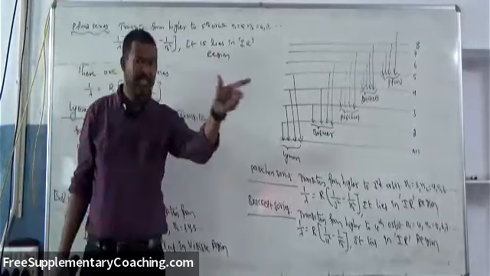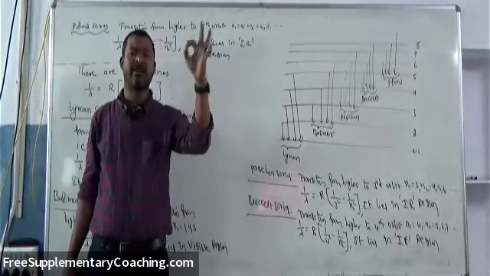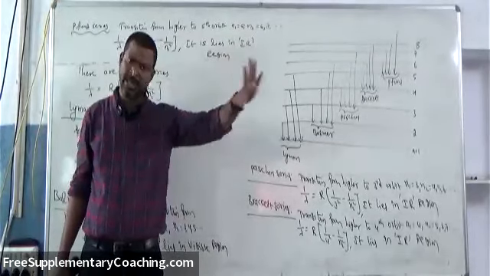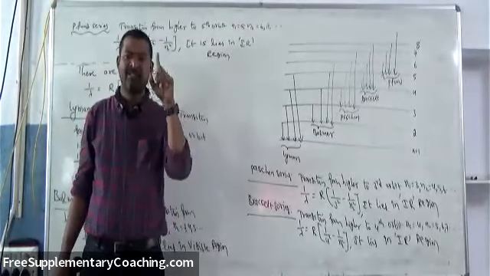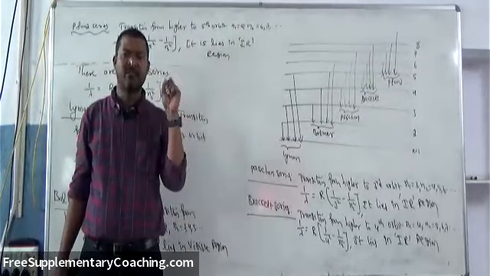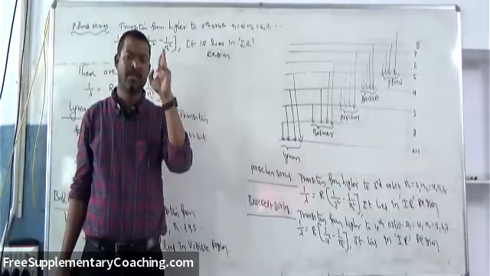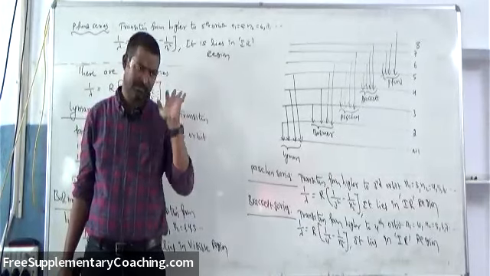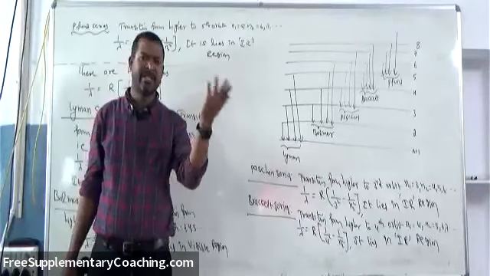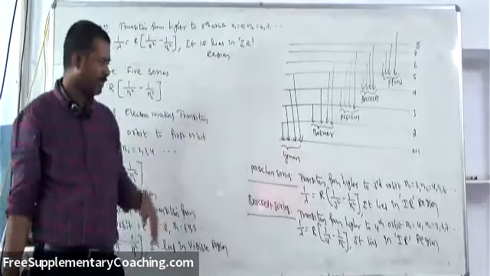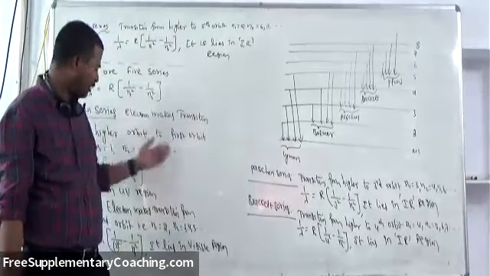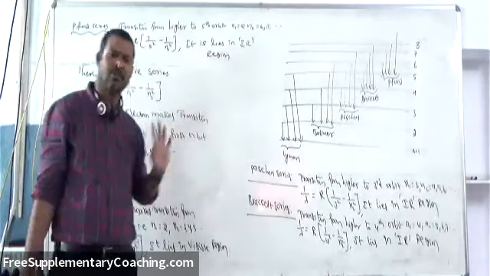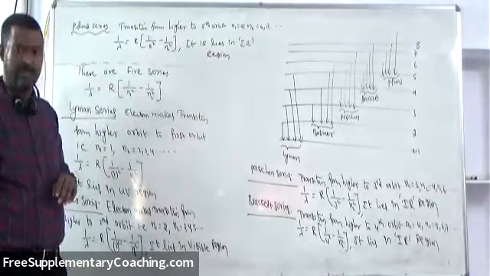Each and every series is commonly higher to first, higher to second, higher to third, higher to fourth, higher to fifth. That line is fixed. In every series, N1 is 1 for Lyman, 2 for Balmer, 3 for Paschen, 4 for Brackett, 5 for Pfund. Then N2 will be the same. Then, as I told, the light is in UV, visible, infrared, infrared, infrared. Simple question. Is it clear now?